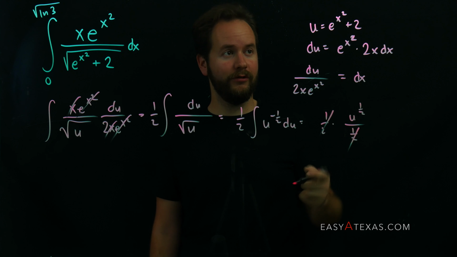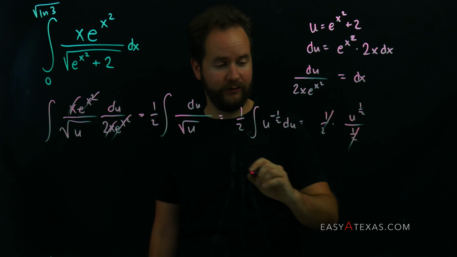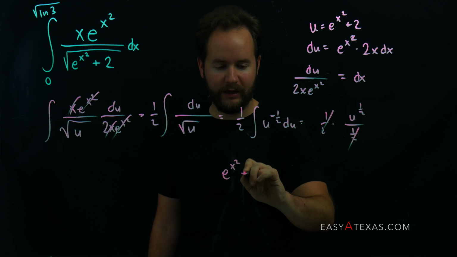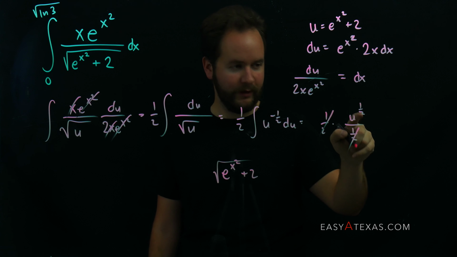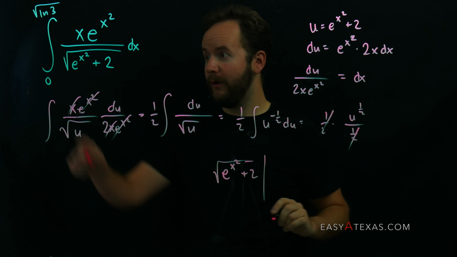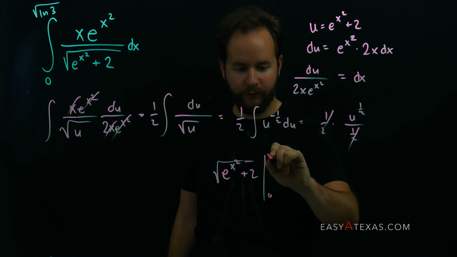Make sure you back substitute though. We're going to go and back substitute e to the x squared plus 2, so I get e to the x squared plus 2. This is all being square rooted because of that power of 1/2. And don't forget, I'm evaluating this from 0 to square root of ln of 3.